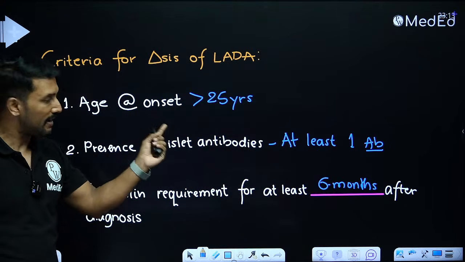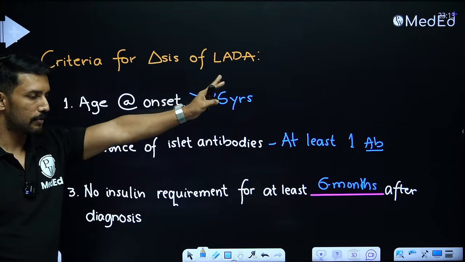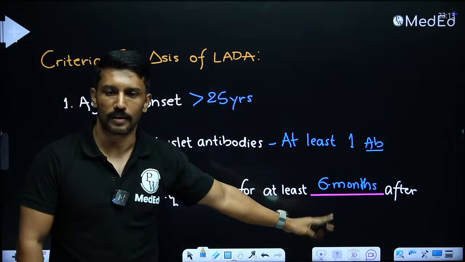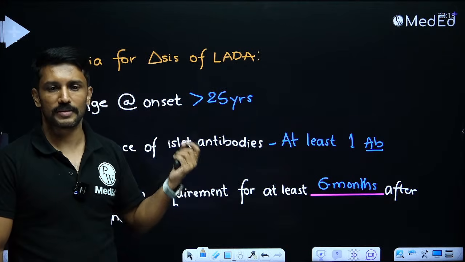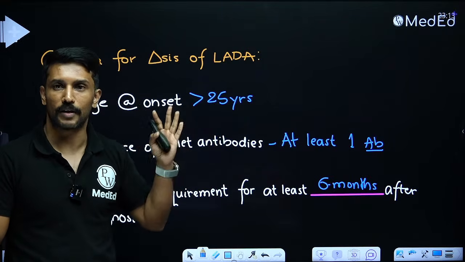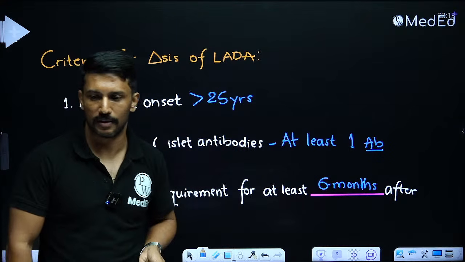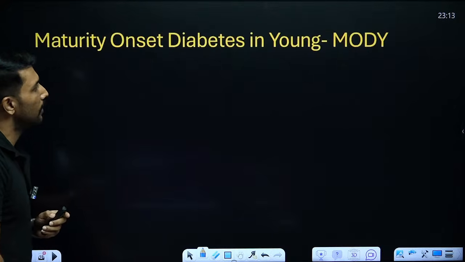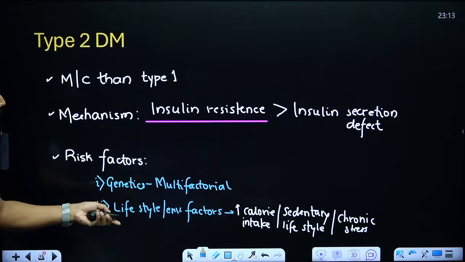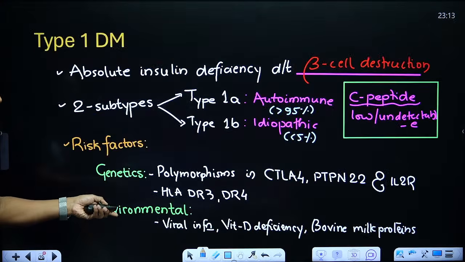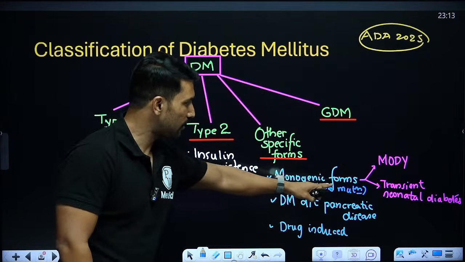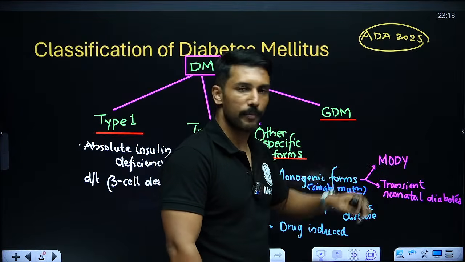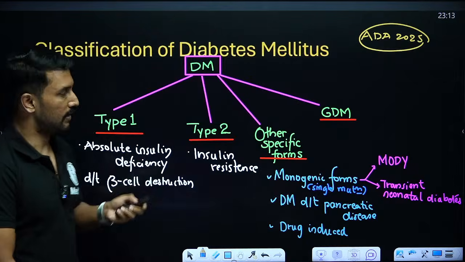So basically, antibody positive diabetes presenting after 25 years and initially not requiring insulin is LADA. Antibody positive diabetes presenting before 25 years and requiring insulin on the day of diagnosis itself is type 1 diabetes mellitus. Okay. Now comes this specific form that we had discussed. Apart from type 1, type 2 and in between the 1.5, the monogenic forms, one of them is MODY, maturity onset diabetes in young, right?